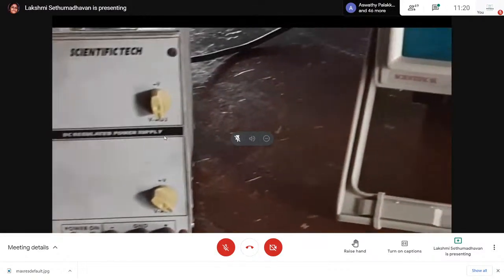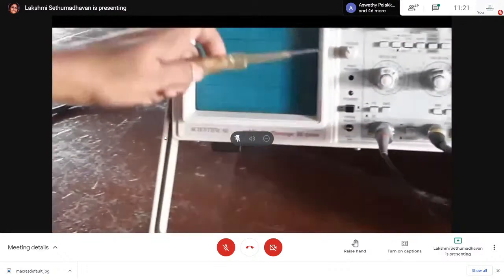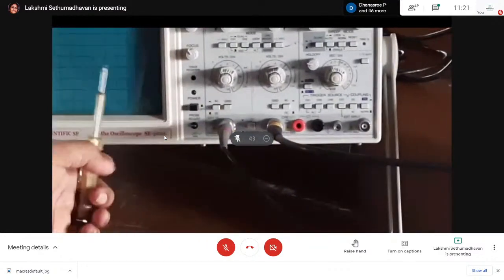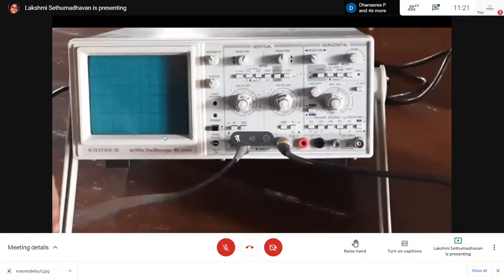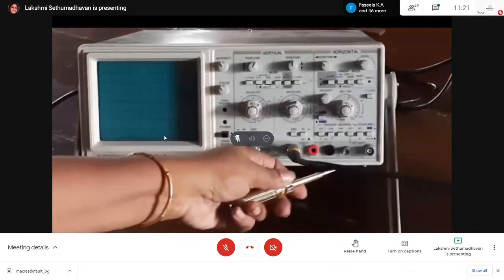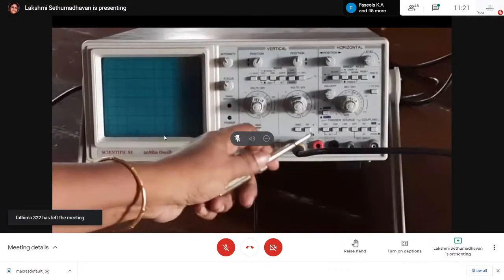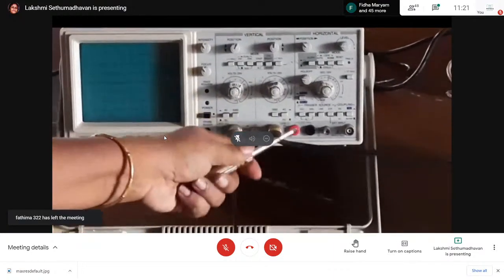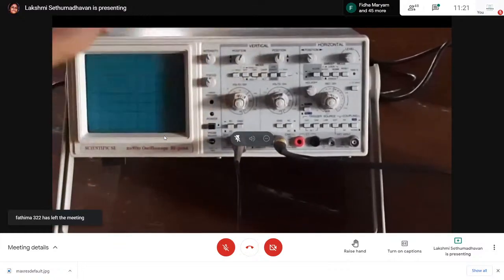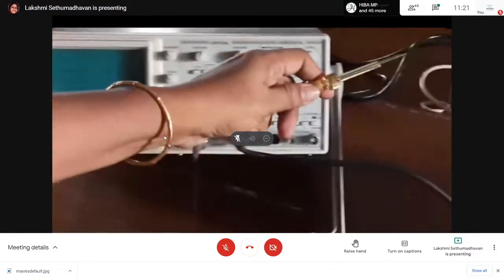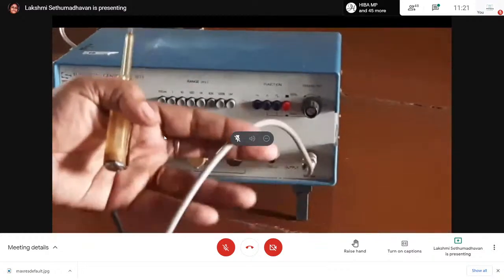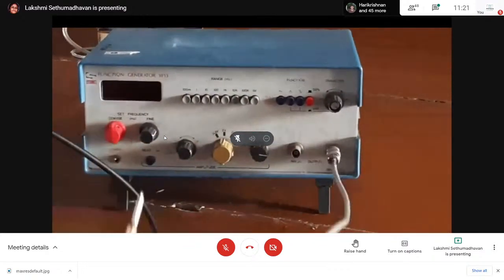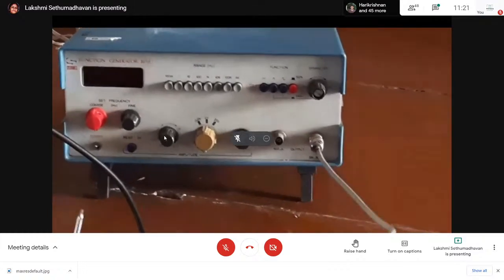This is the CRO. Here we are using the 2 channels of CRO. The first channel, we have given the signal to observe the signal. The second channel I've used for the output from pin 6 of the IC. So the 2 channels of CRO. Now the signal I'm giving from the signal generator. This is a cord and this I have connected to the input signal generator.